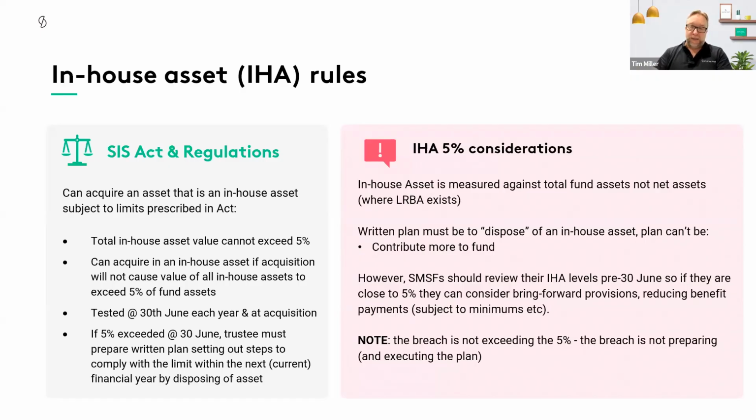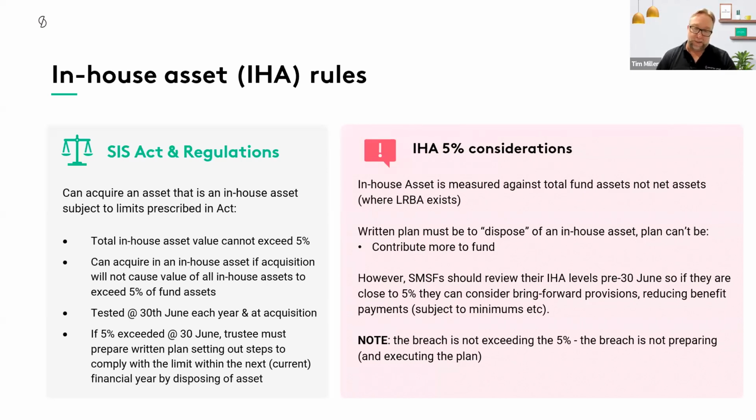So any new investment that is going to put you over 5% is prohibited. You can't actually go and undertake that investment. Then we do our test on the 30th of June, right? So we take our in-house assets. Is the value of our in-house assets greater than 5%? If it is, we have to act, right?